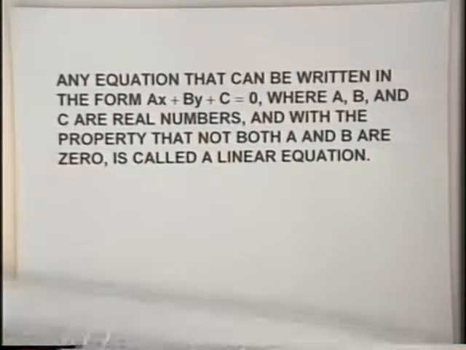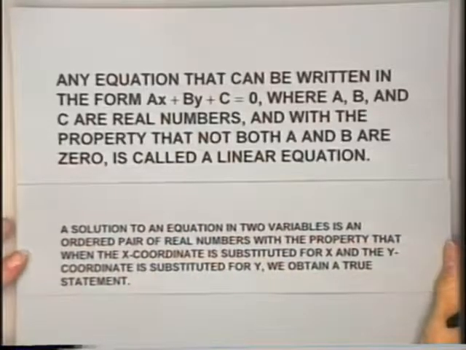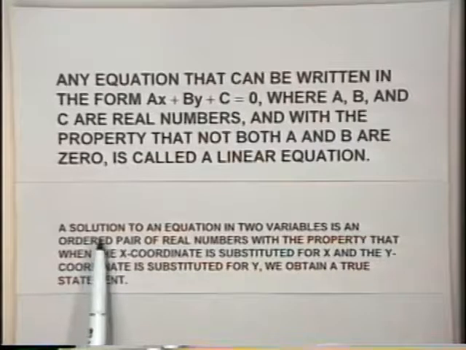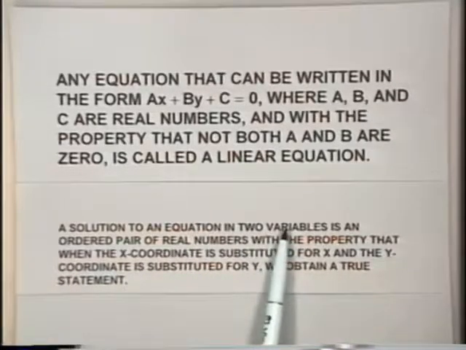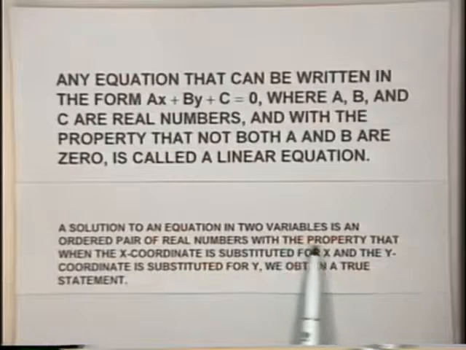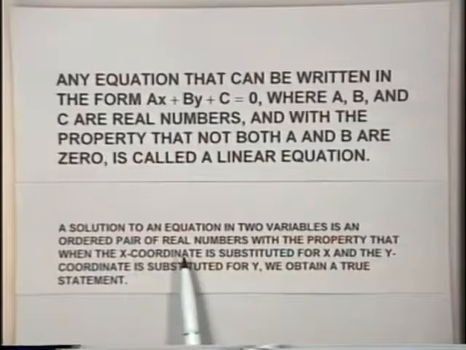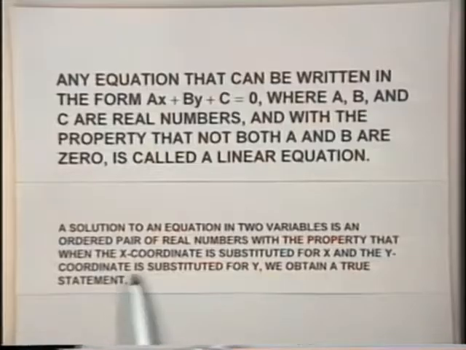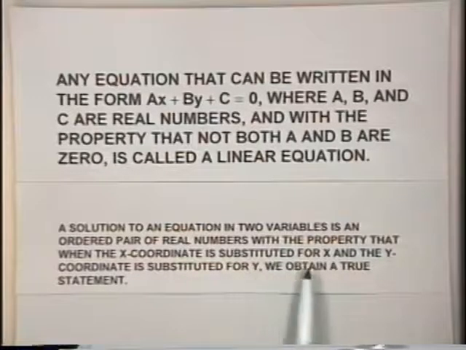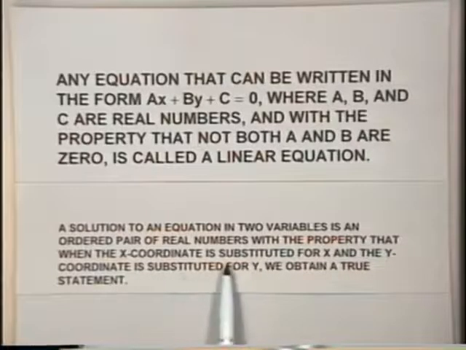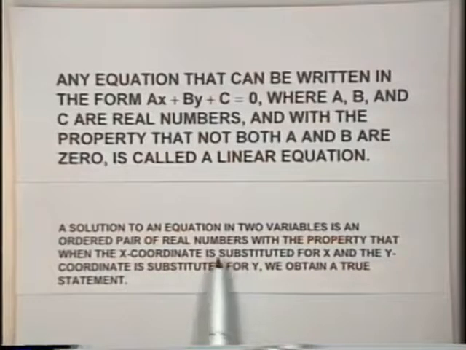I also want to remind you what we mean by a solution to a linear equation in two variables. A solution to an equation in two variables is an ordered pair of real numbers with the property that when the x coordinate is substituted for x and the y coordinate is substituted for y, we obtain a true statement. So we're looking for ordered pair solutions (x, y), where those two numbers would make the equation true.